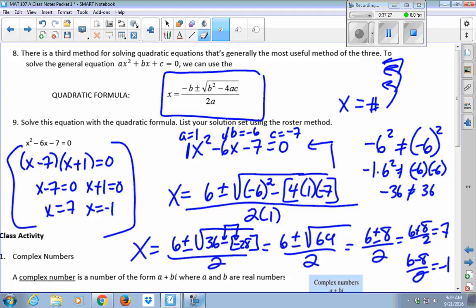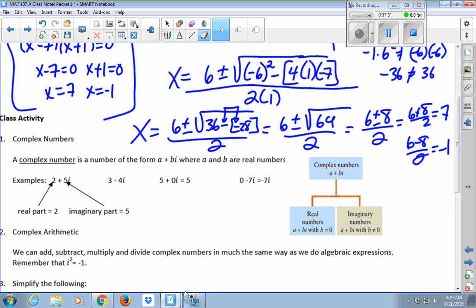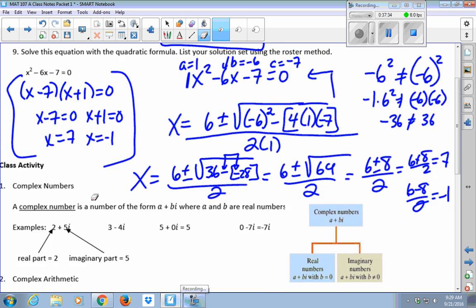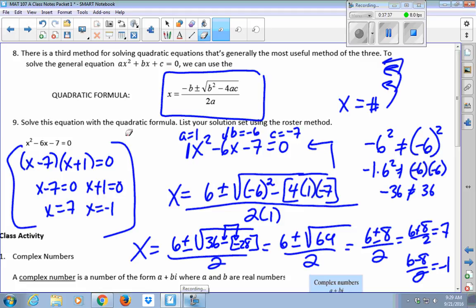Okay, so you'll have some more work with complex numbers and some more work with solving quadratic equations. You have 22 minutes, so look around at your problems and do the ones that you think may be more challenging to you. Okay.